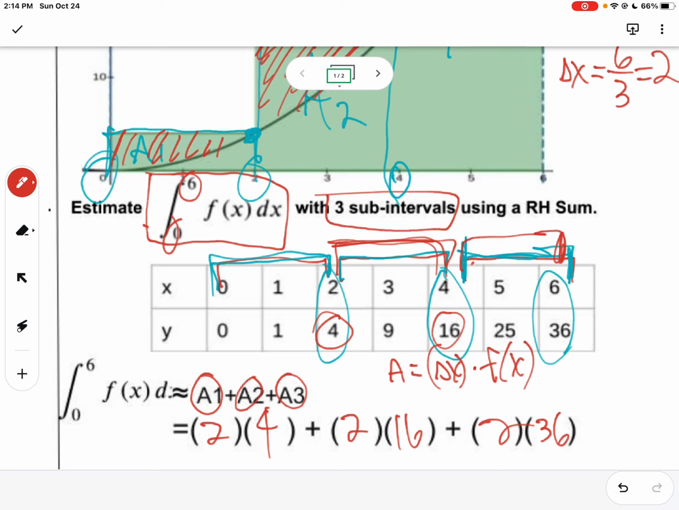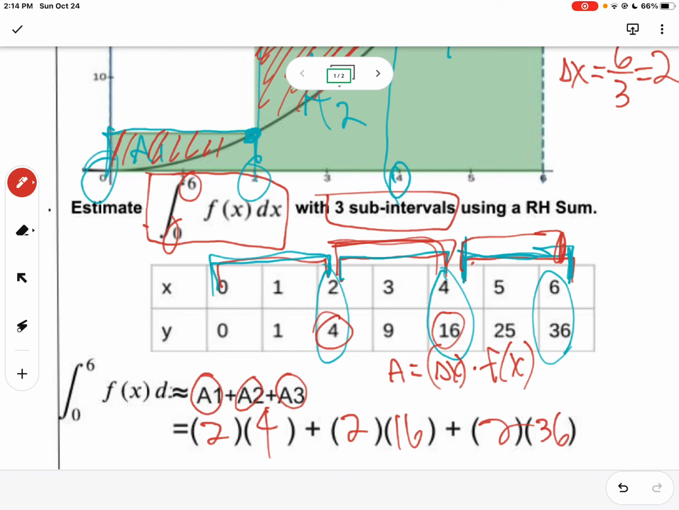So again, I calculate that out. 2 times 4 is 8, 2 times 16 is 32, 2 times 36 is 72. Add that up, and that's my estimate for the total area under the curve between x equals 0 and x equals 6. It's a right-handed Riemann sum. You should total that up so that you can have a total for each type.